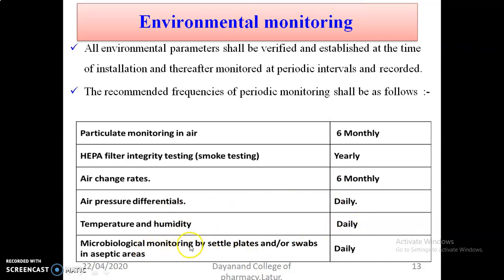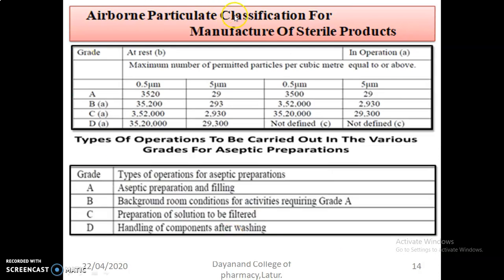And microbiological monitoring by settle plates or swabs in aseptic areas by the microbiologist should be done daily, as that is most important for the sterile area. Sterile means free from microorganisms.